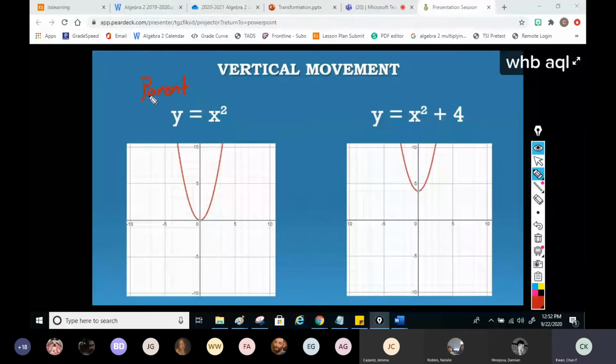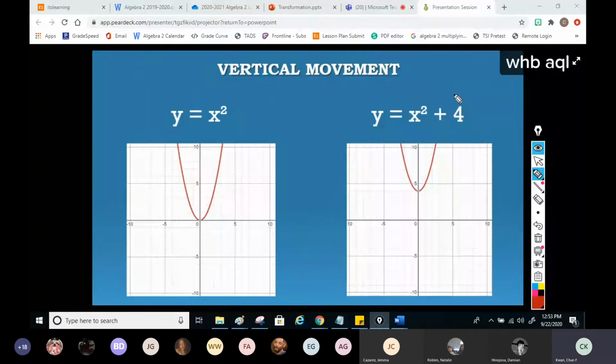So right here, this is the original parent function, y equals x squared. It's a quadratic, so it looks like a letter U. And now if we have a number at the very back, if we change the K into positive 4, okay, so right here, I'm literally putting the plus 4 at the very back, the K is going to be 4. And that is going to shift the graph 4 units up. Your graph is going to move 4 units up.